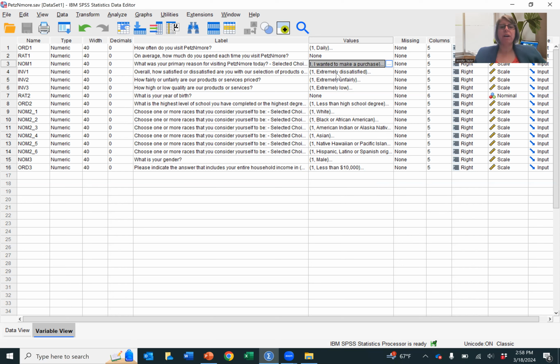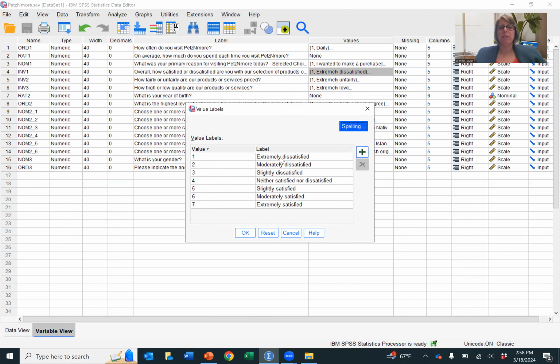And then you have interval. Overall, how satisfied or dissatisfied are you with your selection of products? And it's a 7-point scale with extremely dissatisfied, moderately dissatisfied, slightly dissatisfied, neither satisfied nor dissatisfied, slightly satisfied, moderately satisfied, extremely satisfied. And so this is an interval data point. And so it's important to note here that this survey question, overall, how satisfied or dissatisfied are you with this measurement scale, the 7-point item?